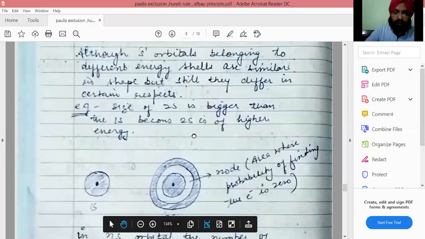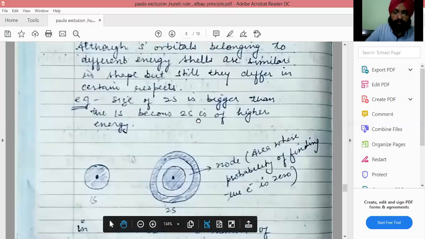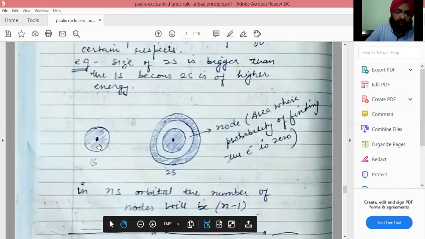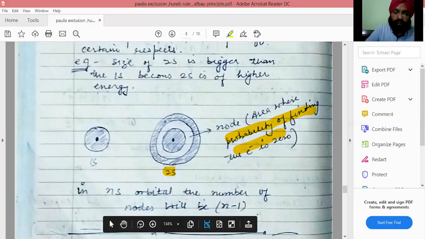So different s orbitals, 1s, 2s, have some differences in them. Like in the case of 1s, there is no node. A node is an area where the probability of finding an electron is 0, whereas in the case of 2s, there is one node. And in the case of 3s, the nodes become 2. The number of nodes is equal to n minus 1. So in the case of 2s, 2 minus 1, 1 node. In the case of 3s, 3 minus 1, 2 nodes are there.